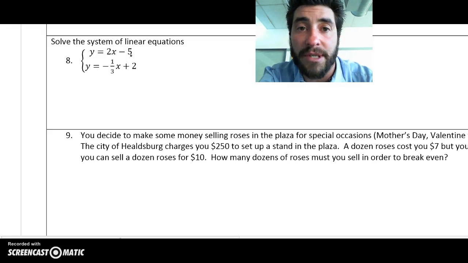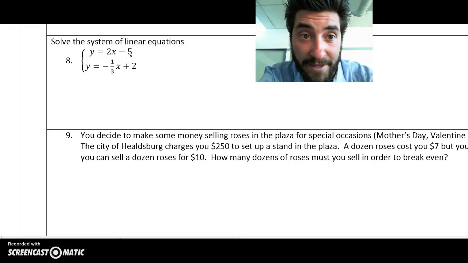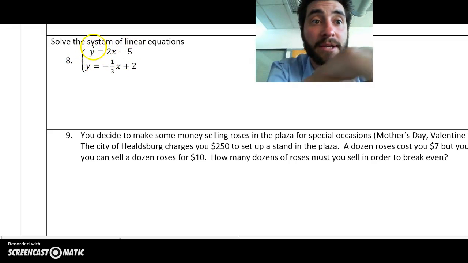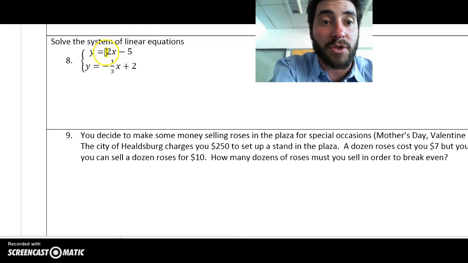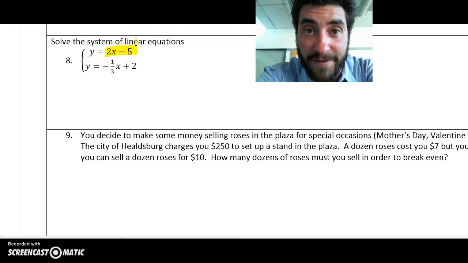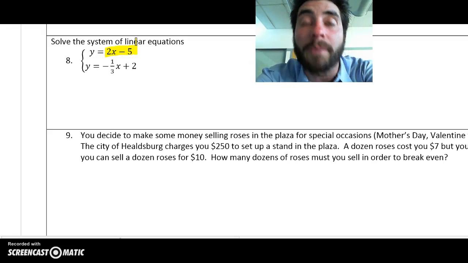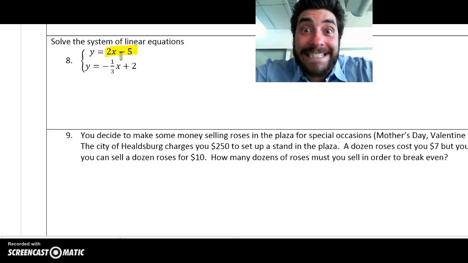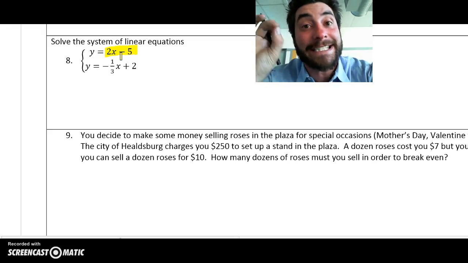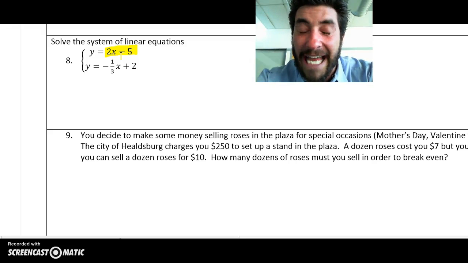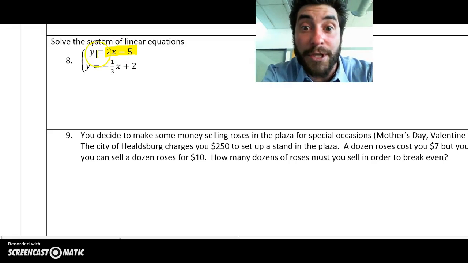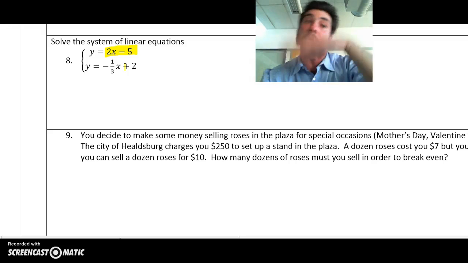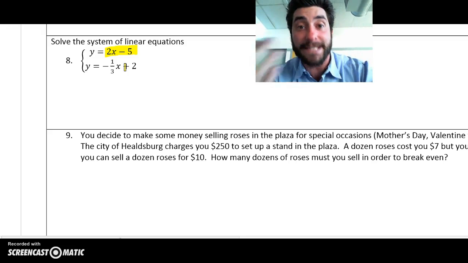Alright, so one way to do it is to use the substitution method, which is to take one of these equations that is solved for x or y. So here we've got what y equals. So y equals 2x minus 5. How do I know that those two things are the same? Well, there's an equal sign. What does that mean? That those two things are equal. They're the same thing, y and 2x minus 5.